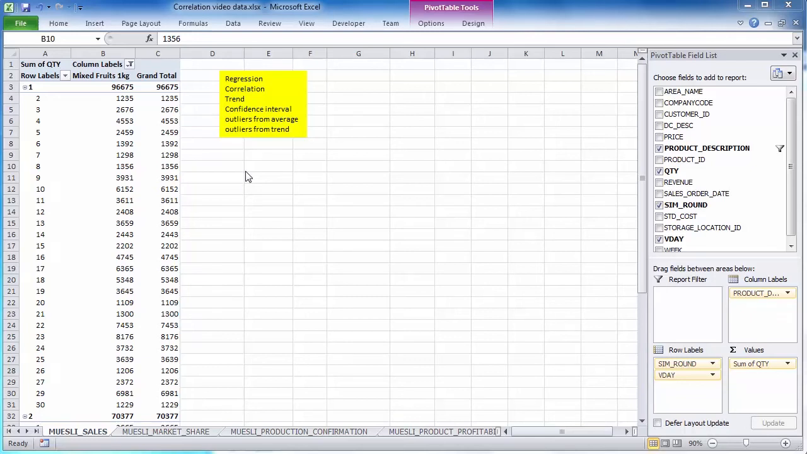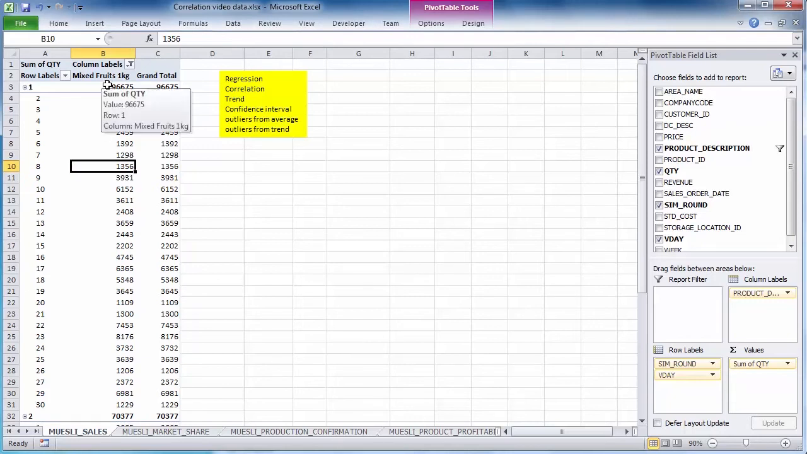Let's review some concepts related to regression, correlation, trend, confidence interval, and then finding or discovering outliers. Doesn't mean we get rid of them, but statistically, how can we identify outliers? There's some data here. This is the mixed fruits data from European salmon. It has to do with the sum of quantities sold.